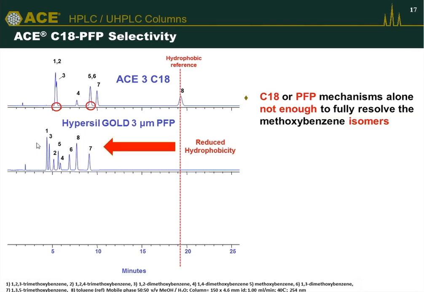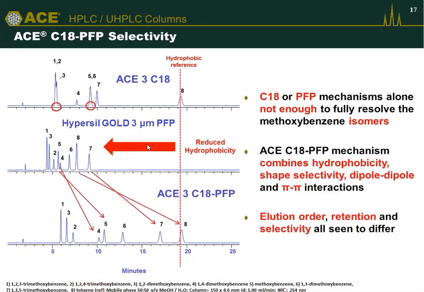crowd of isomers here. Now, when we analyze this same mixture on the C18 PFP, we can pull that retention back out because now we're bringing hydrophobicity as a mechanism back onto that stationary phase, as well as the other mechanisms of the PFP, and we get full separation of these methoxybenzene isomers. So the C18 PFP shows very powerful positional isomer and shape selectivity as a phase.